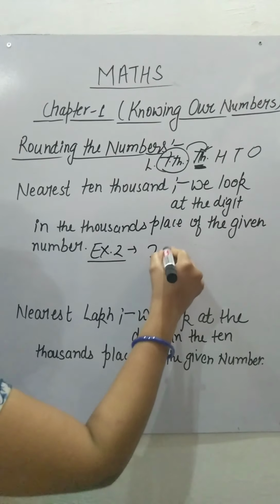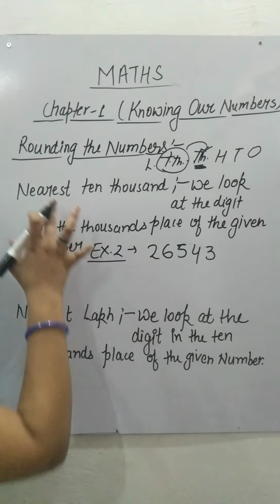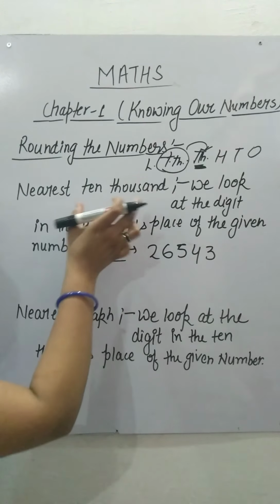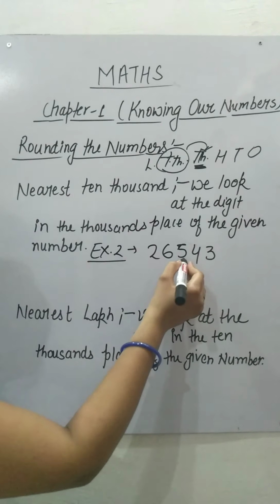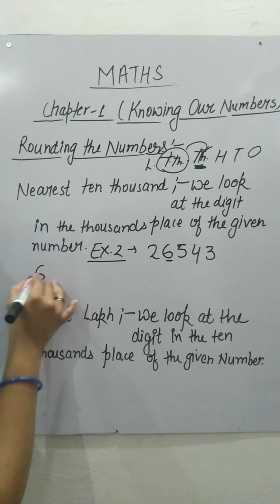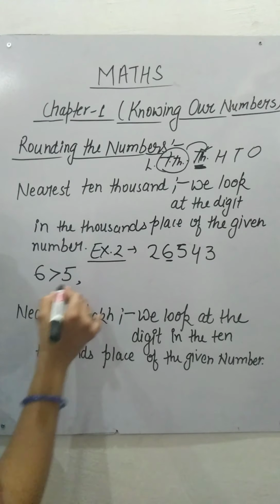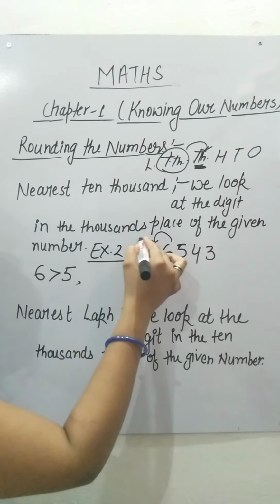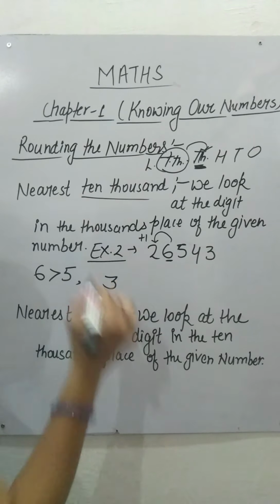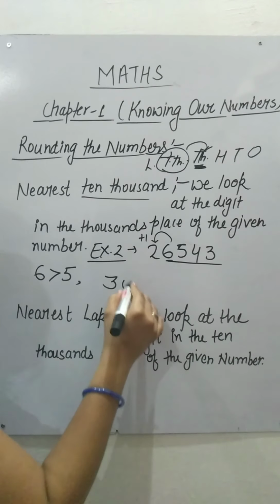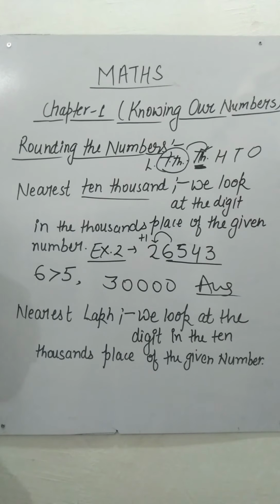Next example. Here we will round off to the nearest 10,000. You know that we will look at the thousand place. So check it: ones, tens, hundred, thousand. The thousand place is 6, and 6 is greater than 5. So we will add 1 to the 10,000 place, that means 2 plus 1, that is 3, and all the remaining digits are 0. So that is your answer. I hope it is clear to you all.